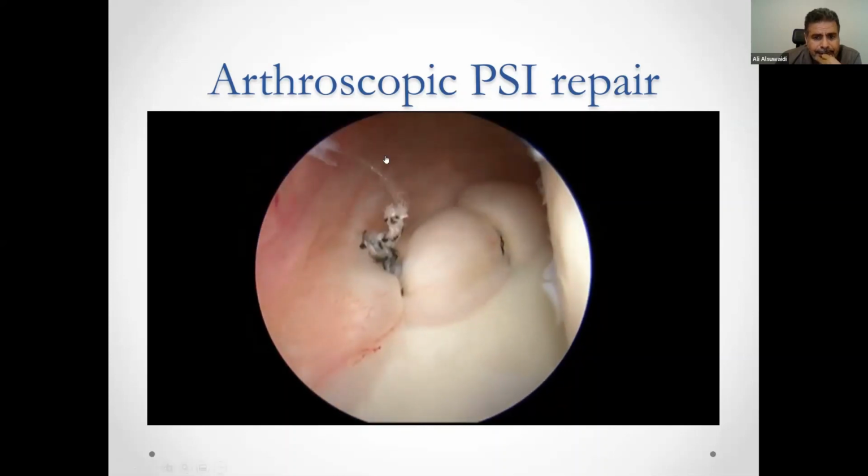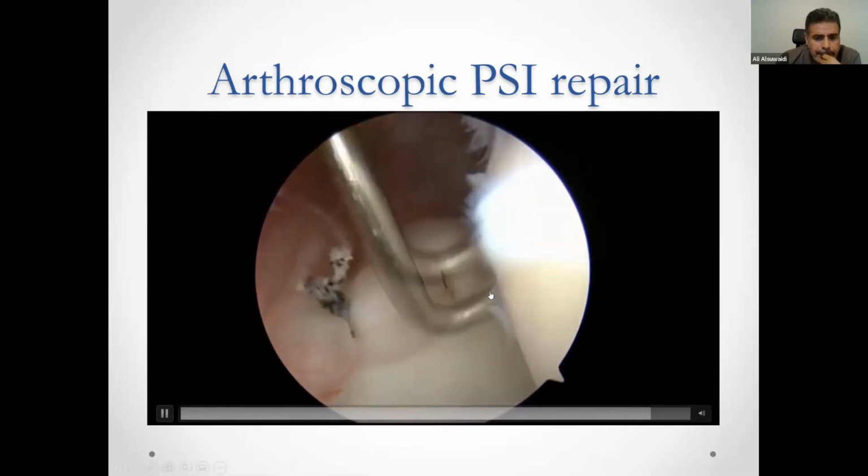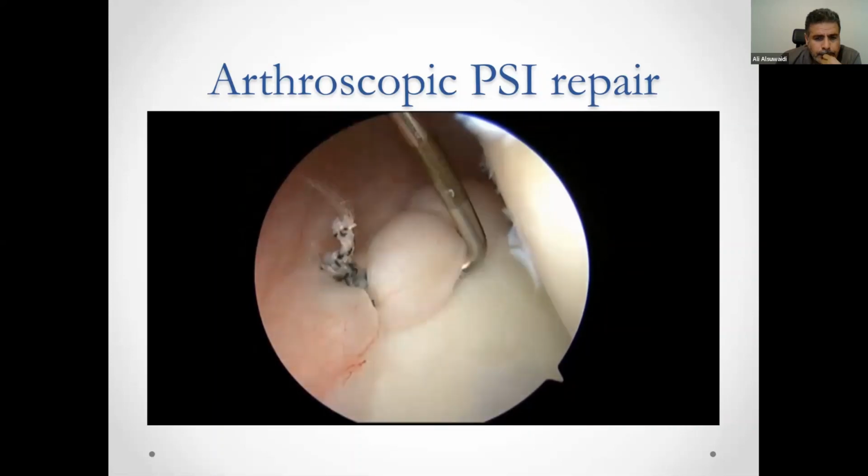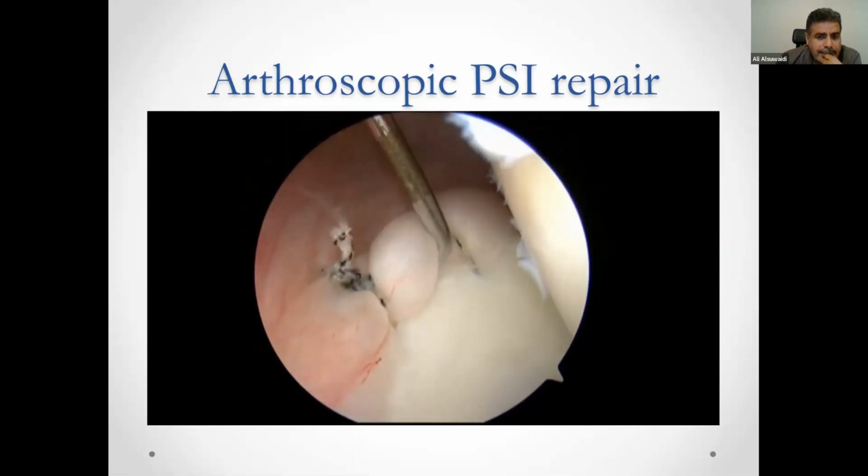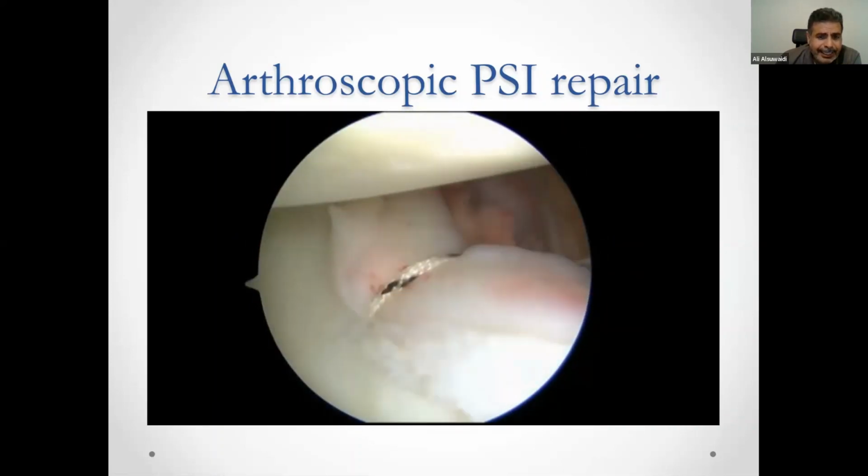And in this particular guy, I used two anchors, and I felt that was enough. And you can see he had a small partial tear anteriorly, and that was repaired with one anchor.